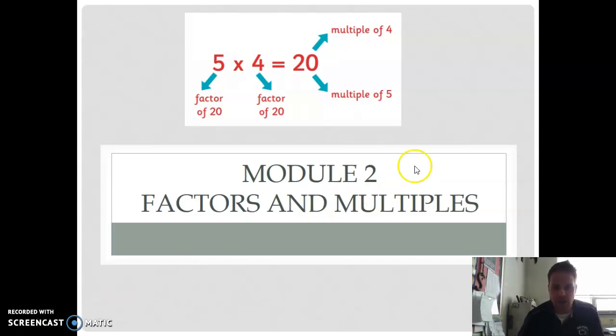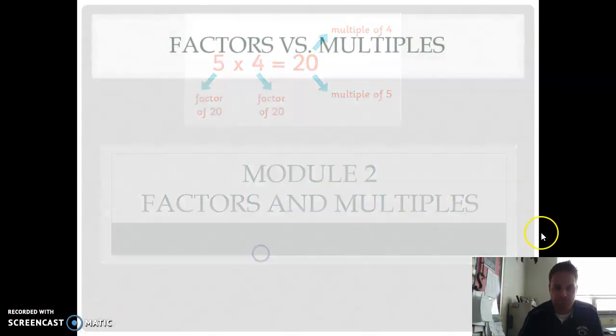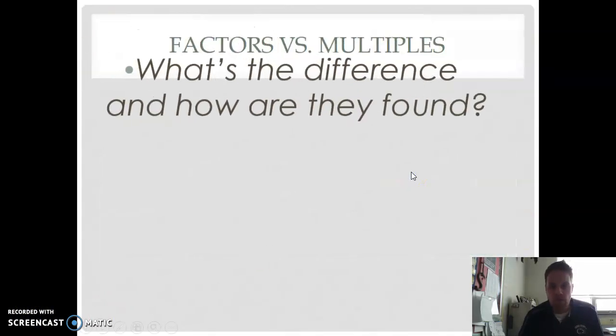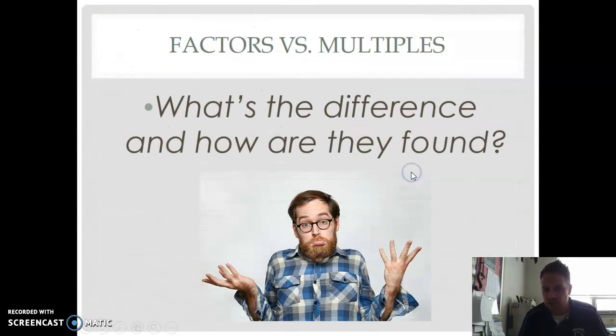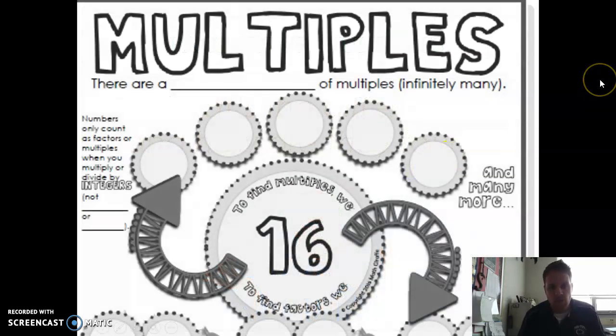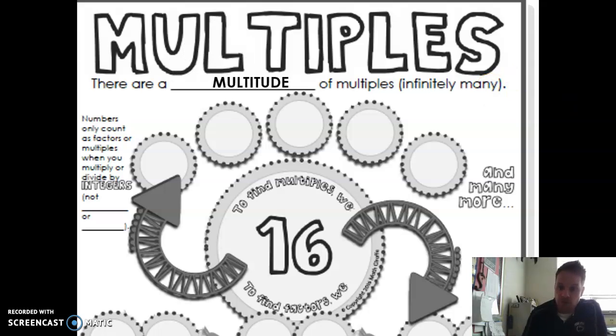So Module 2, Factors and Multiples. What's the difference and how are they found? All right, maybe you're feeling like this guy right now. So we're going to start at the top of the page on multiples. So what exactly are multiples? The first thing to understand about multiples is that there is a multitude of multiples, which means that there's infinitely many. Okay. So multiples go on and on and on.